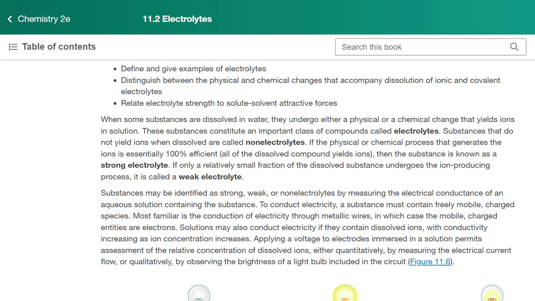Again, all ionic compounds are strong electrolytes. For molecular compounds, some of them are strong electrolytes, some of them are weak electrolytes, and some of them are non-electrolytes. We're not going to get too deep into figuring out all those molecular compounds for now, but you do want to have a pretty good understanding for ionic compounds because when they break apart, it's 100%.